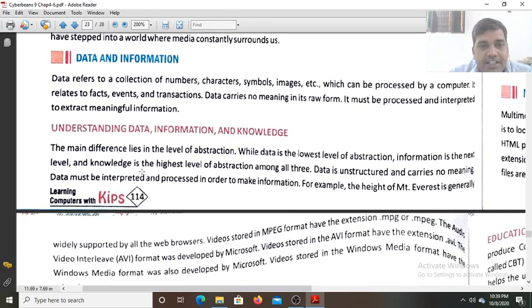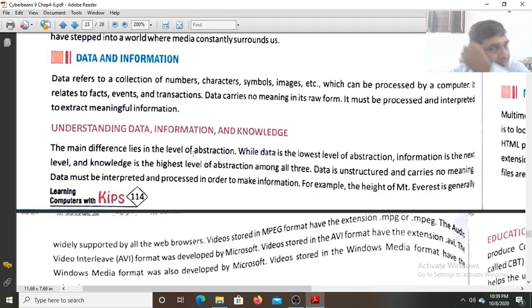Next is understanding data, information, and knowledge. What is the difference between data, information, and knowledge? So the main difference lies in the level of abstraction. Abstraction means to hide the details, the non-essential details. It's called abstraction. Like you can take the example of the mobile. You are just using the mobile and all its functionalities. But the details of how the mobile is working, you are not worrying about the hardware of the mobile. You are only using the services offered by the mobile.